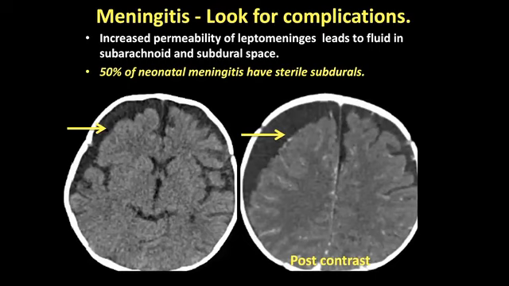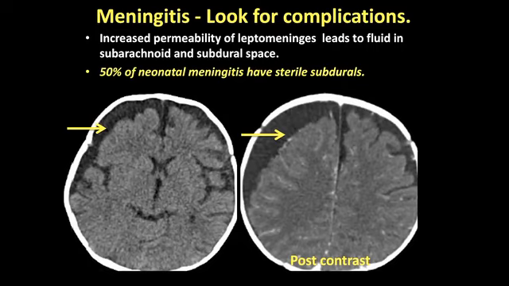So once there has been a diagnosis of meningitis, often the reason for imaging is not to diagnose the meningitis, but more to look for the complications. So what do we do with the so-called sterile subdurals or subdural hygromas? Well, the increased permeability of the leptomeninges in a patient with meningitis is going to lead to fluid seeping into the subarachnoid and subdural space.